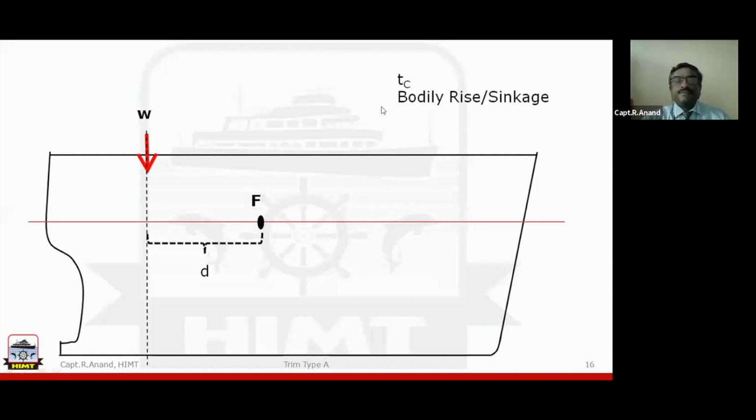So in this case, what all is going to happen? Trim change and bodily sinkage, both are going to happen. Trim change because I am loading at a point away from the fulcrum. Bodily sinkage or rise, very simple reason being I am loading or discharging some weight. So there has to be a bodily sinkage or rise. So now, in this particular case, the change in your forward and aft drafts is going to be affected by two components, which is trim change as well as bodily sinkage. Is that clear? Both factors need to be taken into account.